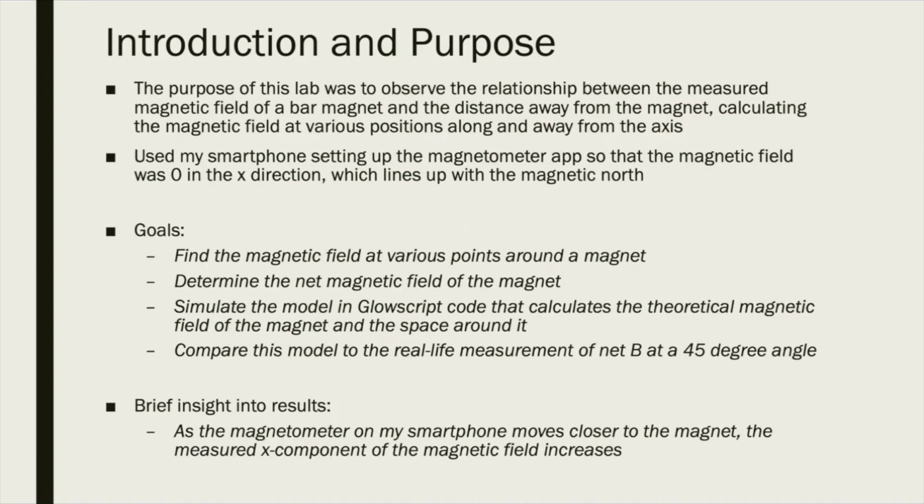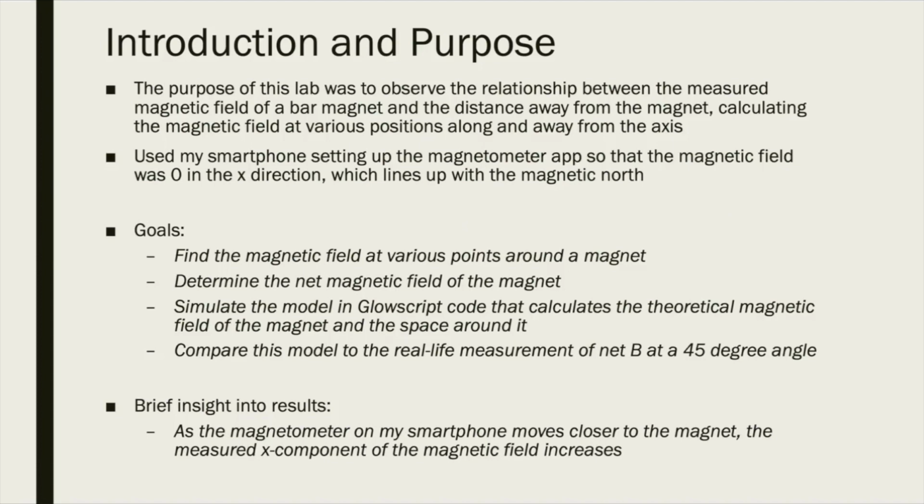So to start, the purpose of this lab was to observe the relationship between the measured magnetic field of a bar magnet and the distance away from the magnet, calculating the magnetic field at various positions along and away from the axis. And I used my smartphone, setting up a magnetometer app so that the magnetic field was 0 in the x direction, which lines up with the magnetic north.